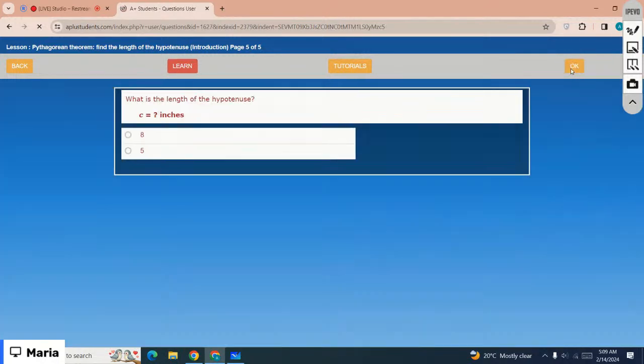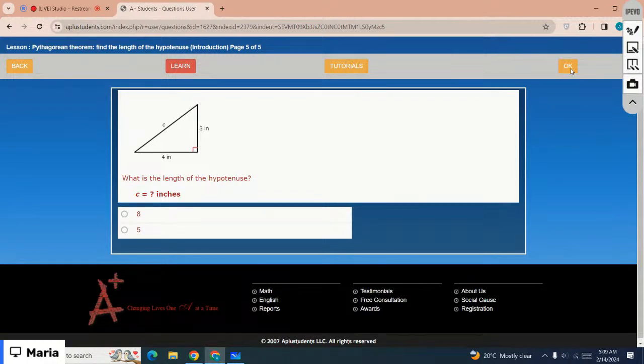Okay, the next one is, what is the length of the hypotenuse? Which is the correct option?